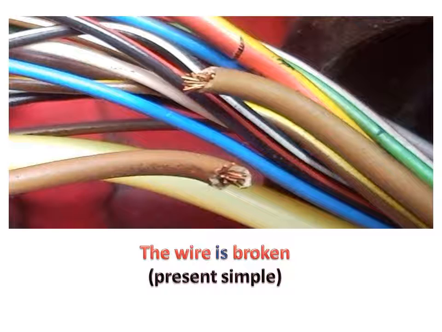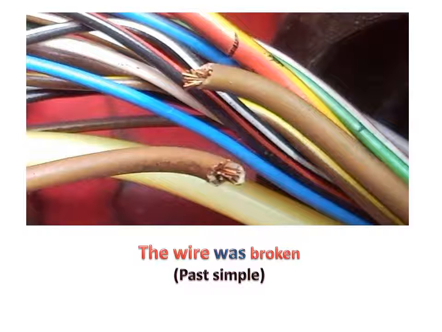To form a passive sentence in the present simple tense, we start with the object and then put verb to be in the present: am, is, or are, and after that we use the past participle of the verb. For example, the wire is broken.